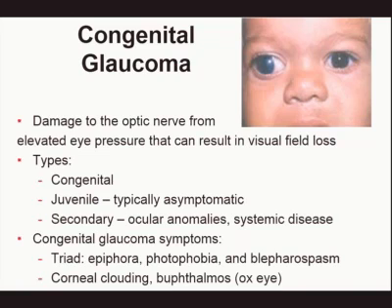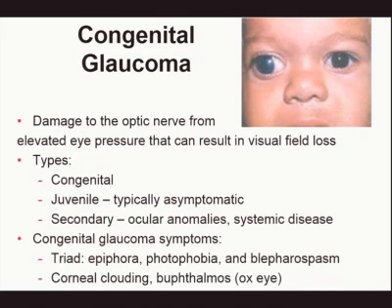Glaucoma is very rare in children. It's very common in adults, but you don't want to miss it in a kid. The nice thing about congenital glaucoma is typically they'll have other symptoms. So there's a triad of epiphora, so watering of the eye, photophobia, light sensitivity, and blepharospasm, blinking of the eyelids. They also can have corneal clouding and buphthalmos, or an ox eye.